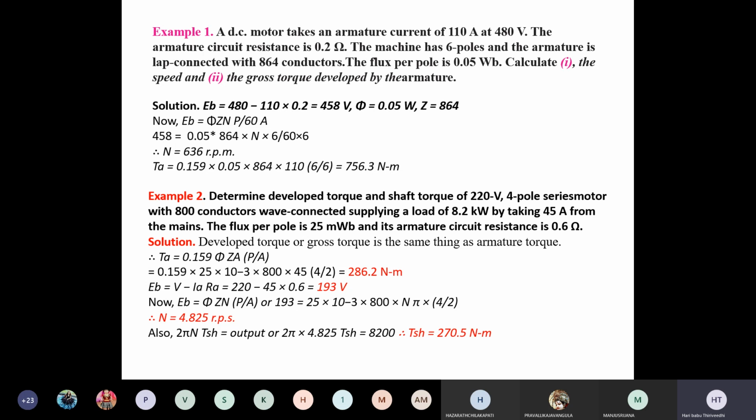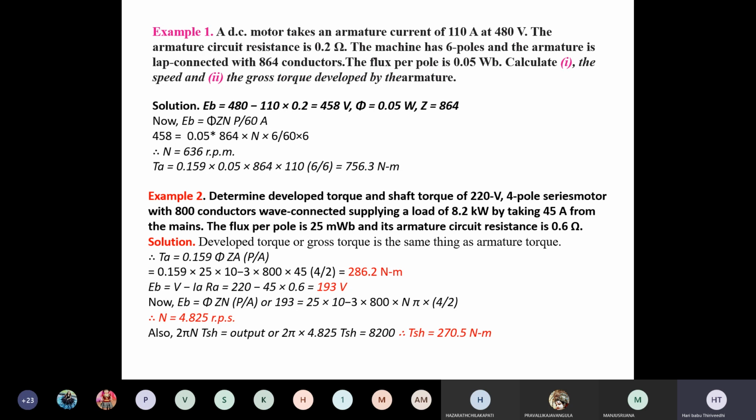To determine the speed, again we are using the formula EB is equal to phi Z N by 60 into P by A. For that we have to determine the EB value. So for a motor, EB is equal to V minus IA RA. The given terminal voltage is 220, minus IA or IL or ISE, all are same, that is 45 into 0.6. So we are getting EB is equal to 193 volts. By using 193 volts, we can determine the speed.